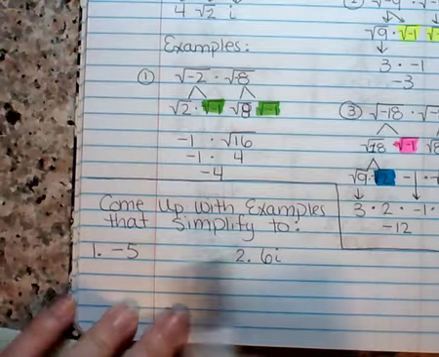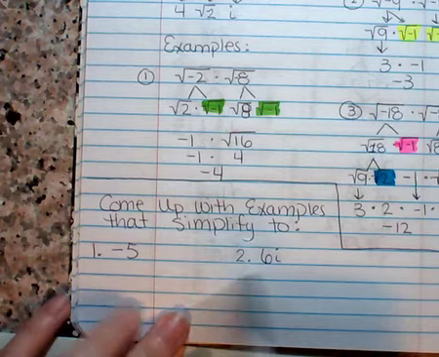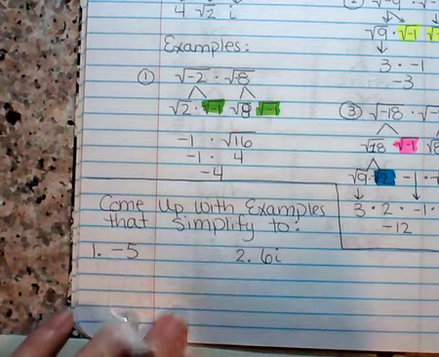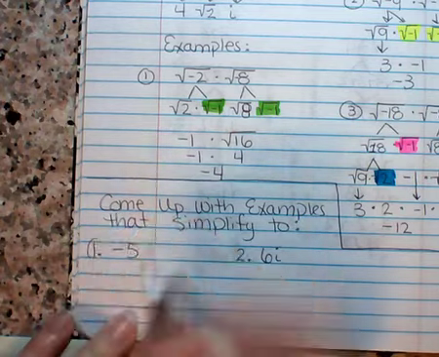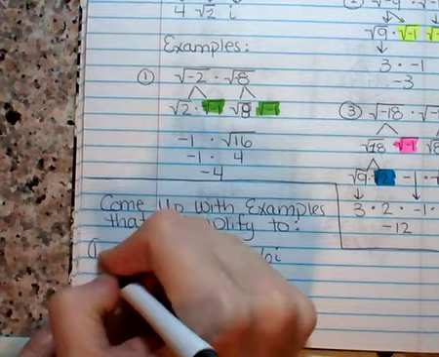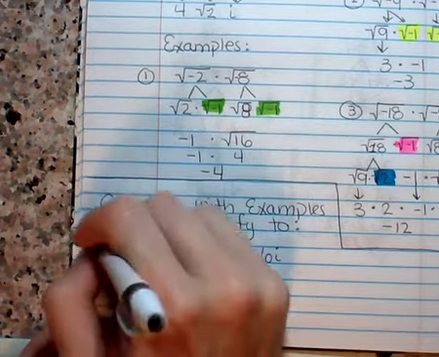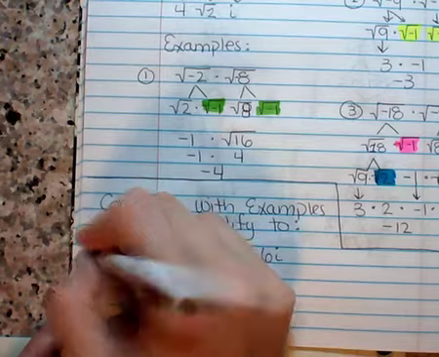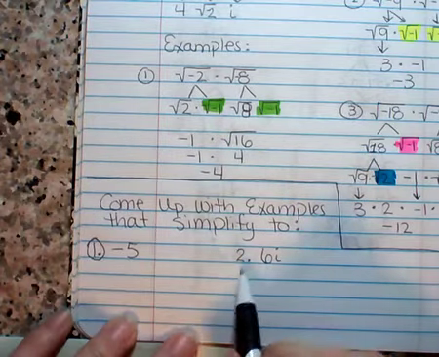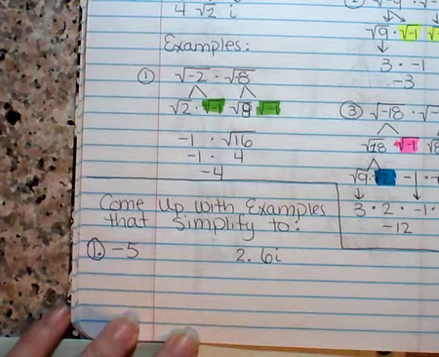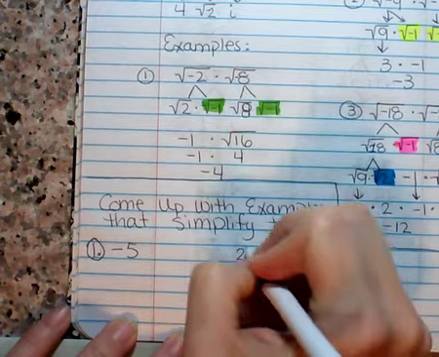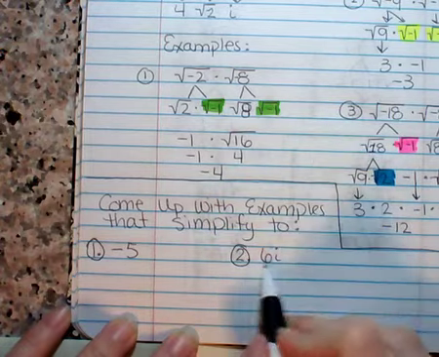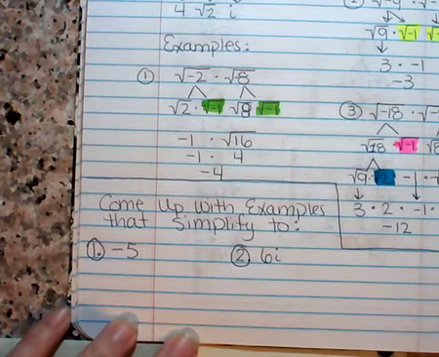All right, I would like you to come up with examples that simplify to a given answer. So the first problem you're going to do is I want you to come up with an example that simplifies to negative 5. So you get to decide what's an example that will simplify to negative 5. And then your second example is find a number that simplifies to 6i. Okay?